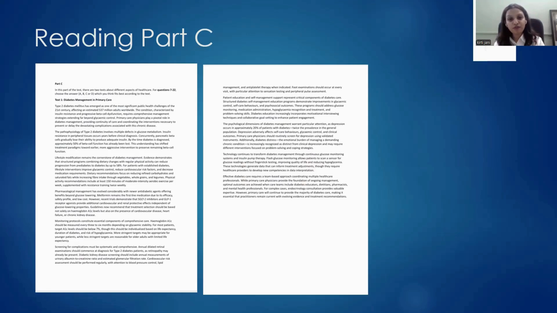Now, before I move to the writing subtest, I would like to make it clear that the reading and listening subtests are the same for all 12 versions of the test.